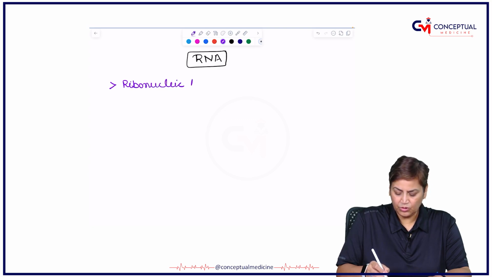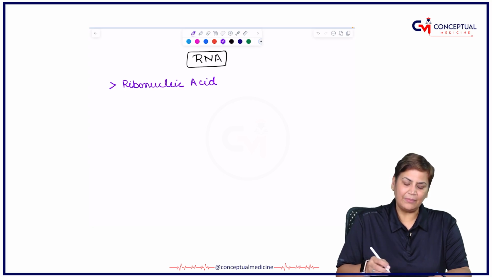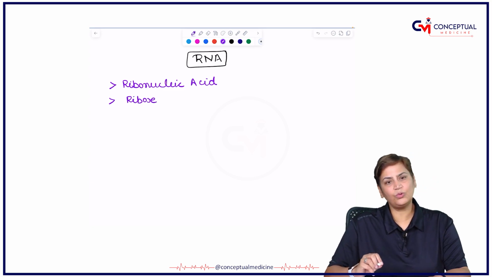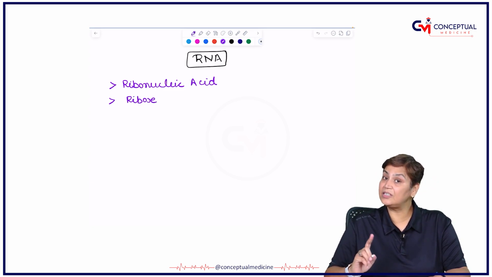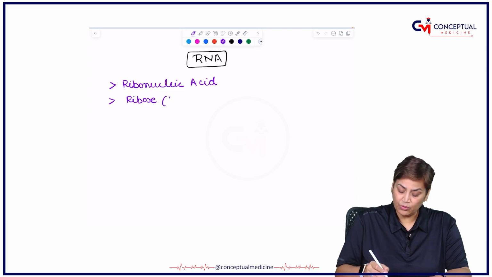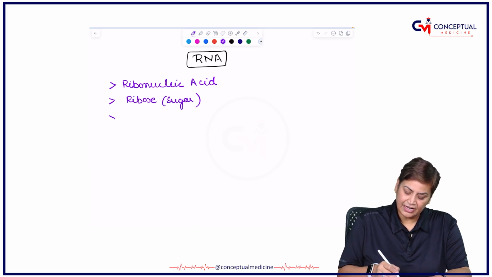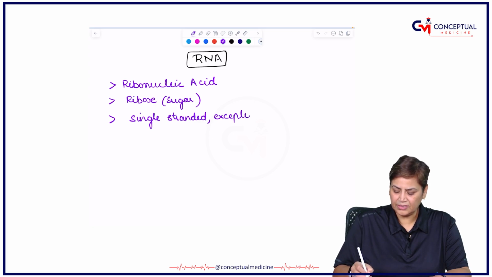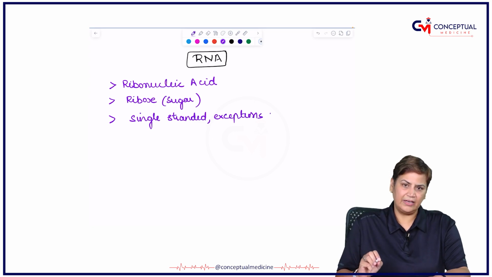Ribonucleic acid means it has ribose as its sugar, in contrast to the sugar present in DNA, which is deoxyribose. So ribose is the sugar present, and generally RNA is single stranded. But yes, exceptions are there, for example in viruses.